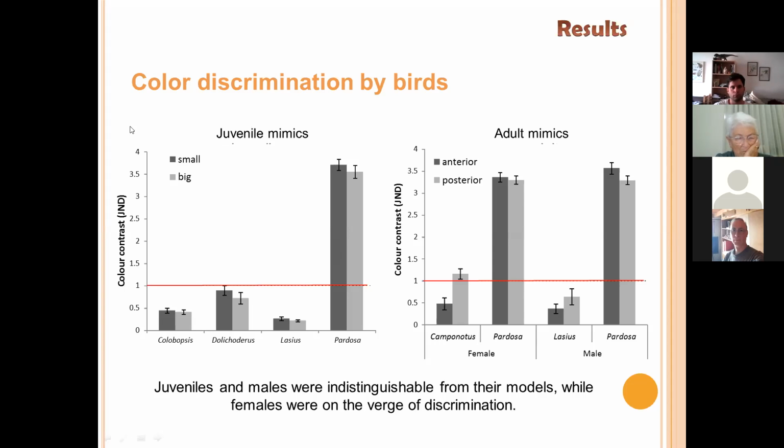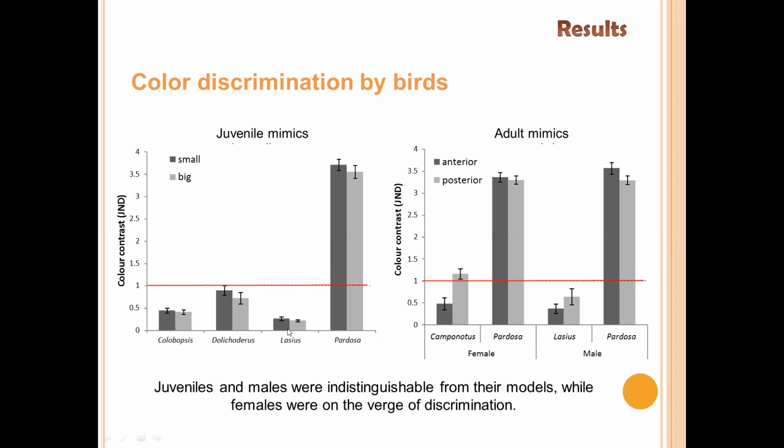So if you look at the first picture of the juveniles, we clearly see that when they are compared with all three potential ant models, that means Colobopsis, Dolichoderus, or Lasius, they are basically not distinguishable from ants. But the control spiders are easily distinguishable from the mimics.